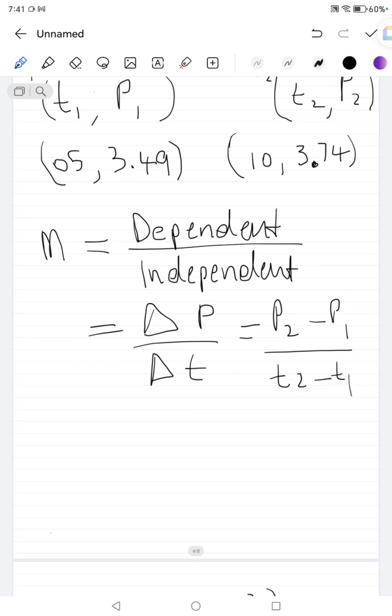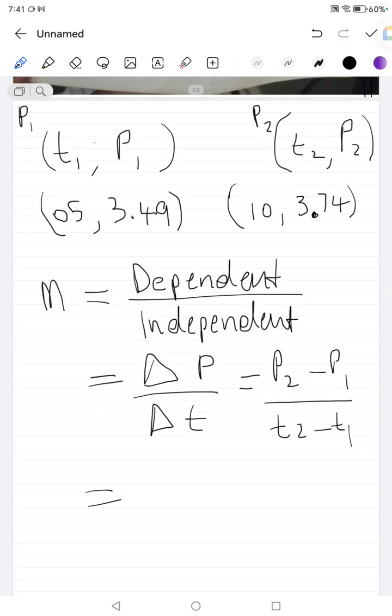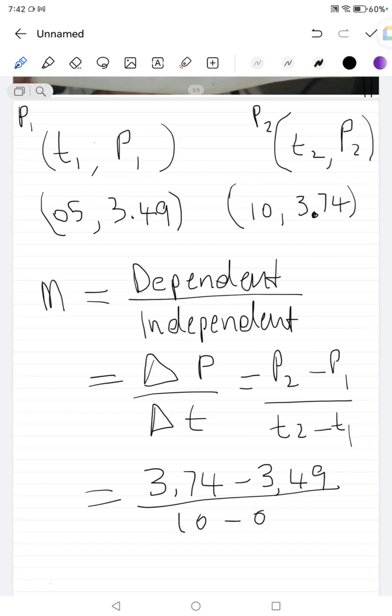So yeah, we are almost getting through to our m. If you go P2, we have our 3.74, minus our 3.49, over your 10 minus your 0.5. Then, can someone just quickly calculate that for us and tell us the answer?